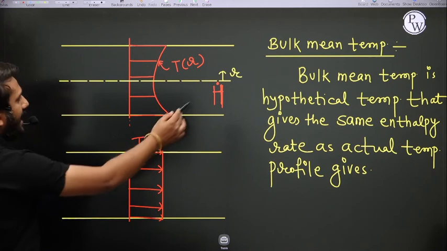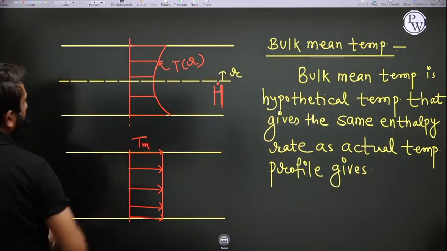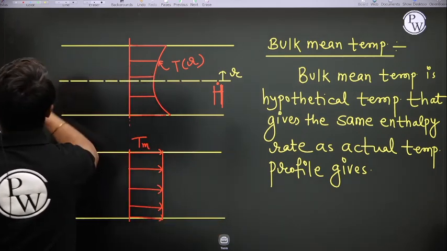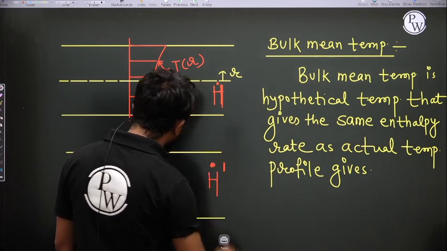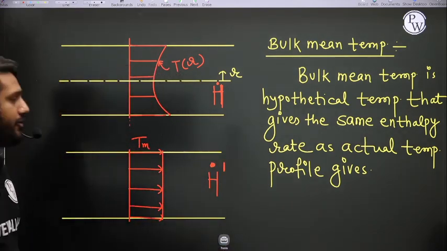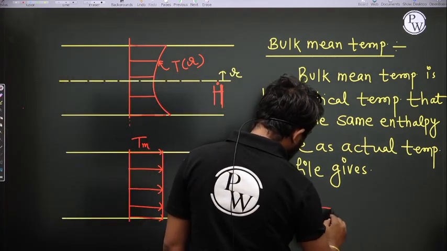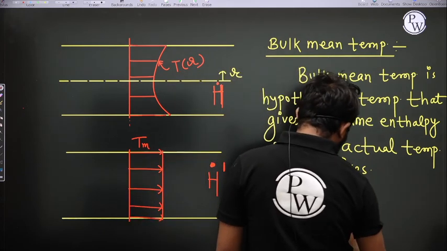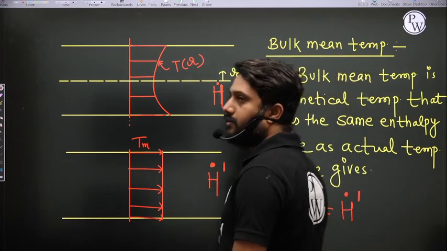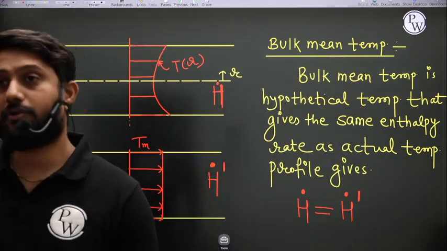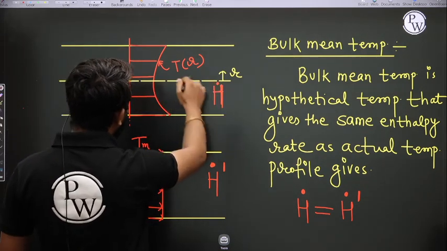Okay. So you can calculate the enthalpy rate by considering the temperature profile, and you can calculate the enthalpy rate by considering the mean temperature. This H dot is the enthalpy rate here, and this is the enthalpy rate by considering the bulk mean temperature. So this profile gives the enthalpy rate.